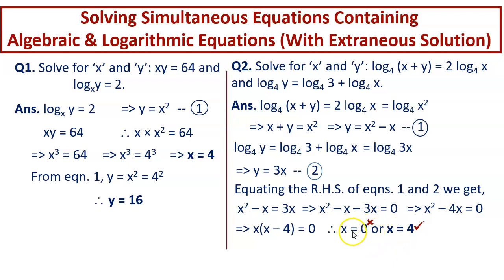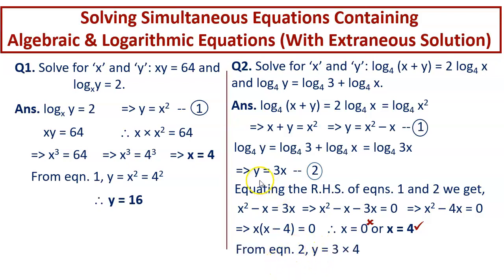This is what I was saying. Whenever you solve a logarithmic equation and you are having multiple solutions, you have to check whether you can take both the solutions. It's not that always you have to reject one of them, but you may have to reject one of them. So we will be taking x equal to 4. So we will be substituting only this value of x equal to 4 in either equation number 1 or equation number 2 to get the value of y.